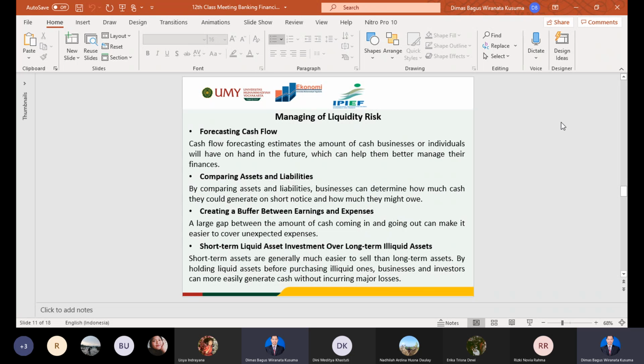So you see, sisters and brothers, you have to differentiate between short-term liquid asset investment, where short-term means less than 1 year, for example, and long-term illiquid asset. Short-term liquid means such as account receivable, such as cash. And long-term illiquid assets, for example, lands, houses, factories, are illiquid and long term. So you have to differentiate between these two things.